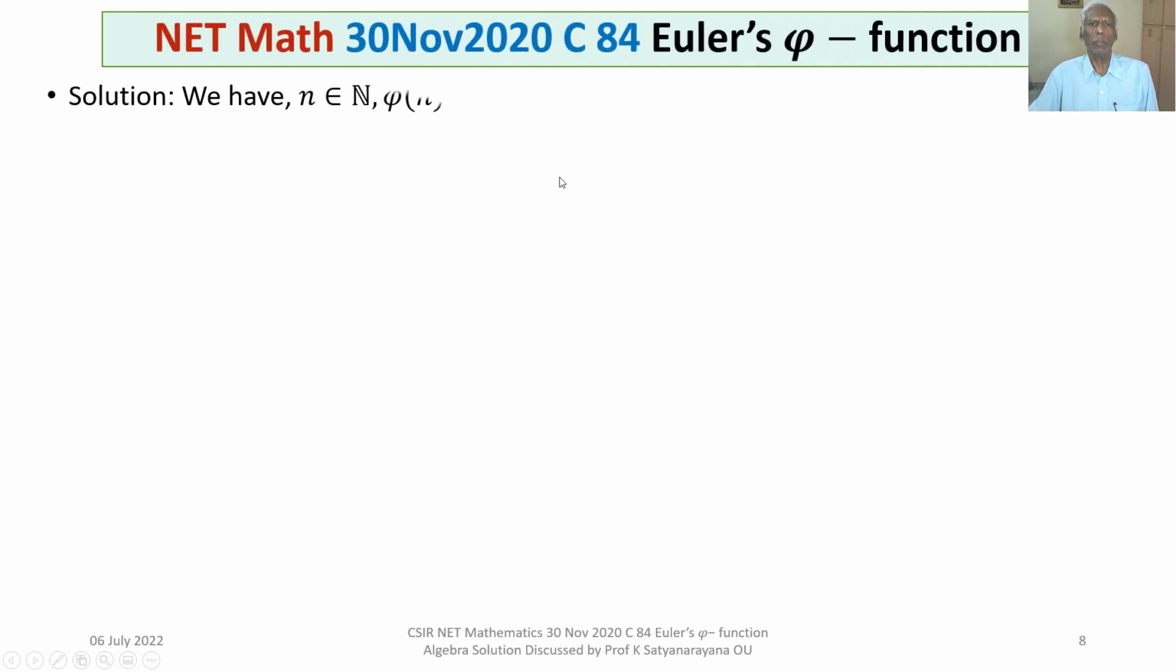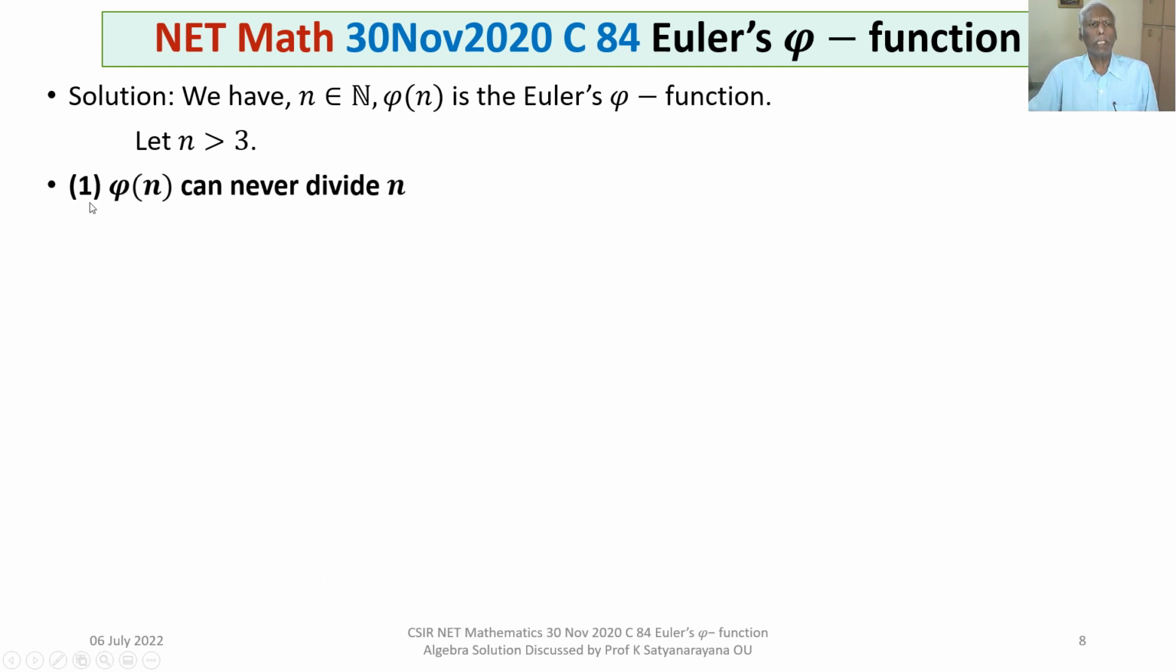We have n, a natural number. Phi of n is its Euler's phi function and n greater than 3. This is the common hypothesis for all the arguments. Let's take the statement that is given in option 1. It says phi of n can never divide n. Either you have to prove it in general, and if it is not true, then we give a counter example. We go for a counter example.